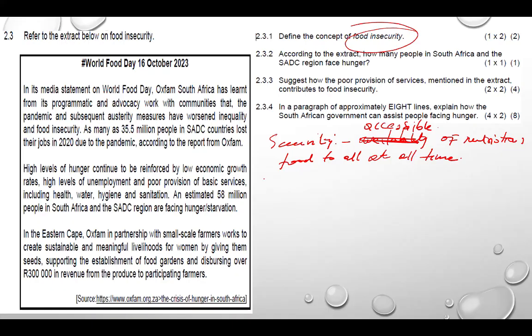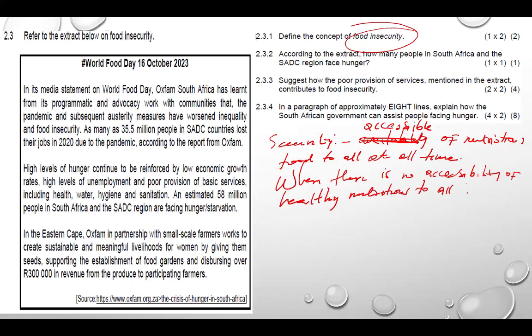It must be afforded by all. Now the opposite of this is when there is no accessibility of healthy, nutritious food to all to live healthy lifestyles, to have healthy lifestyles.